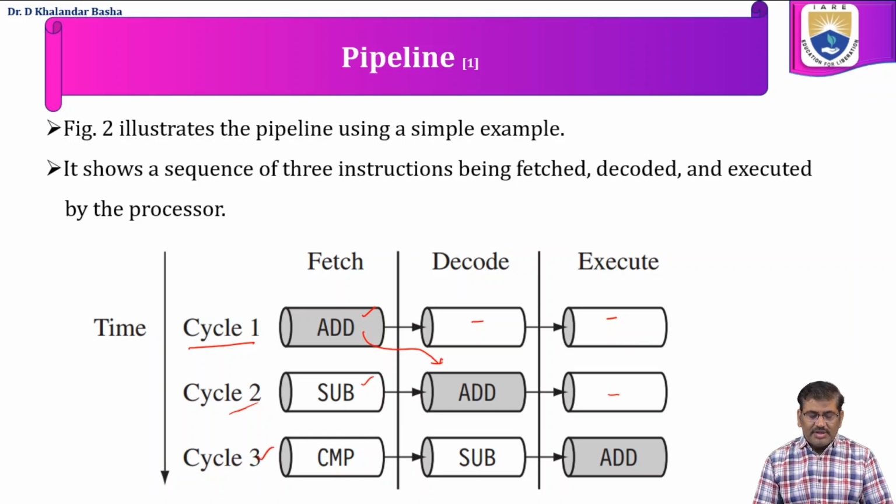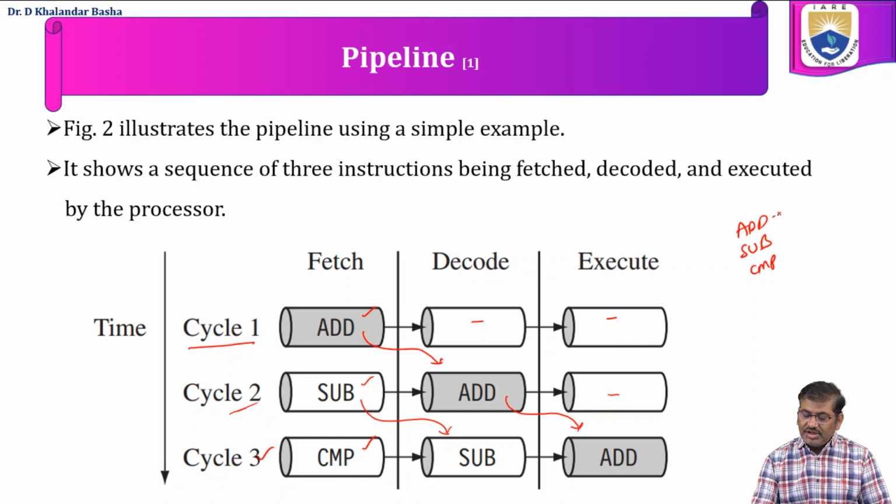In the third clock pulse, the add instruction changes from the decode stage to the execution phase, whereas the subtraction instruction enters from fetch to the decoding phase. The next new instruction enters the fetch cycle, that is compare. So if you observe, we have a program which consists of 3 instructions: add, sub, compare.